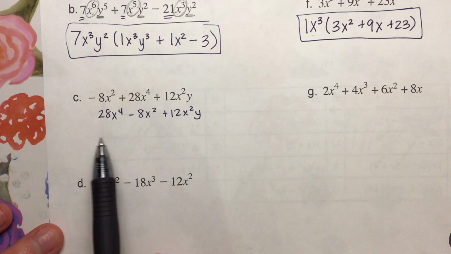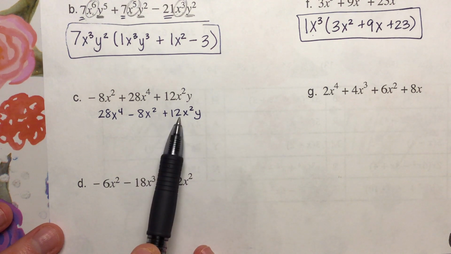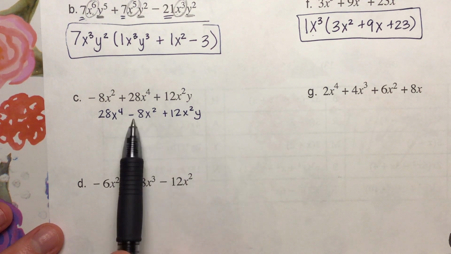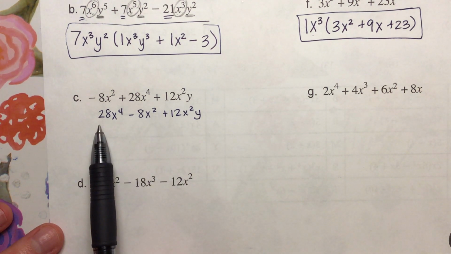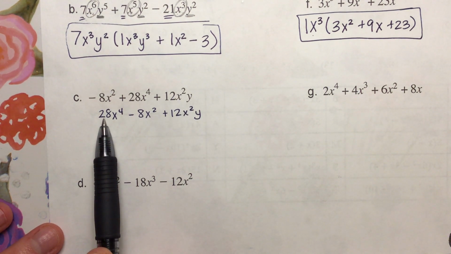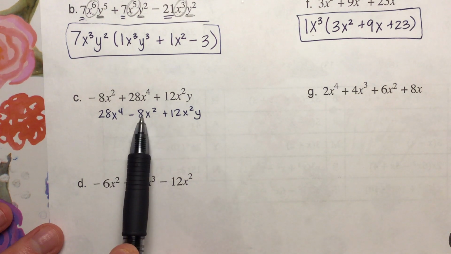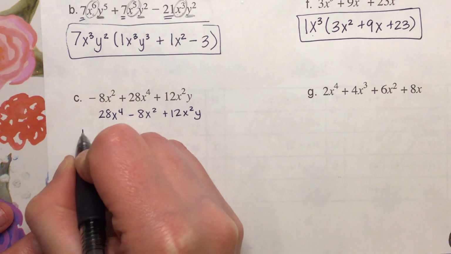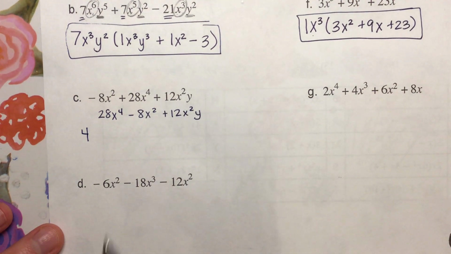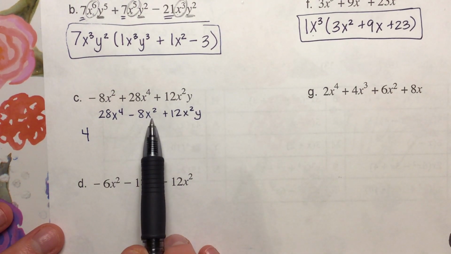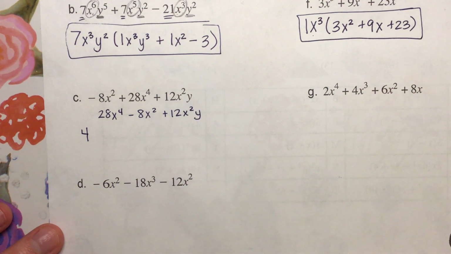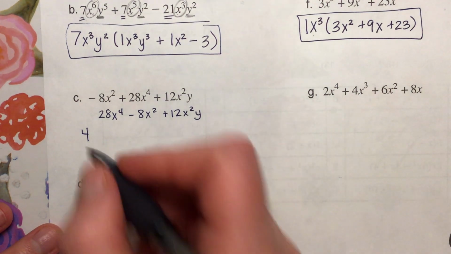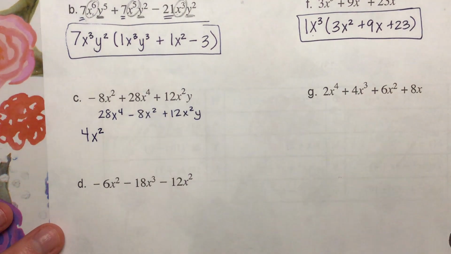And this will be easier for us to factor now. So I'm asking myself, what can I pull out of 28, 8, and 12? I know that they're all even, so I can at least pull a 2 out. But I can pull even more than that out. I can pull a 4 out because 28 is divisible by 4, 8 is divisible by 4, and 12 is divisible by 4. So I'm going to pull a 4 out. Then I'm going to look at my x's. This one has x to the 4th, this one has x squared, and this one has x squared. How many do each term have in common? They have x squared in common.